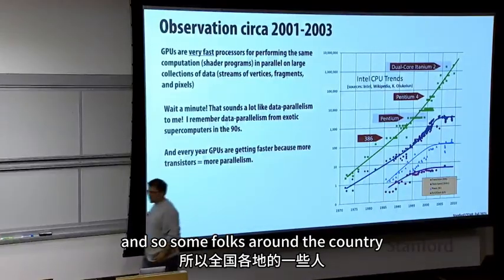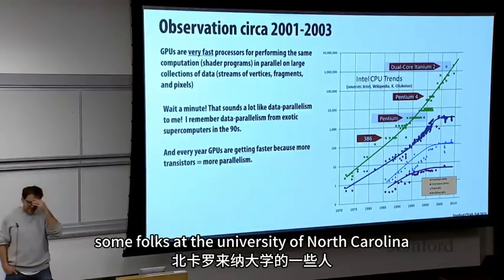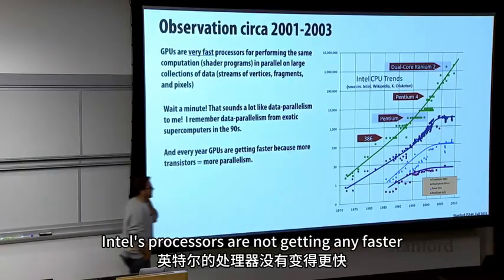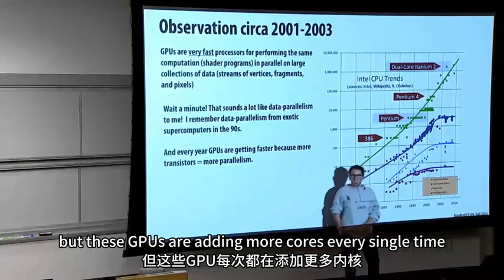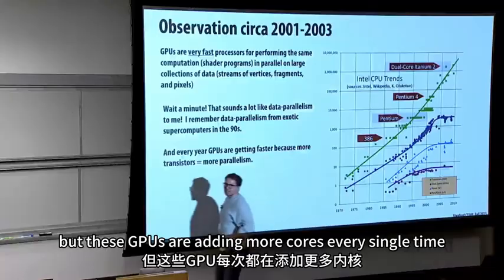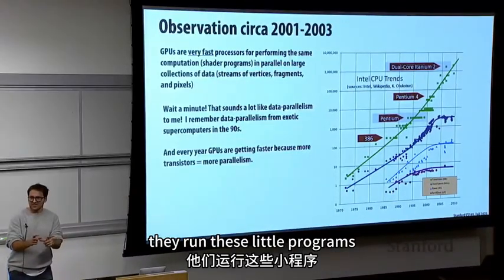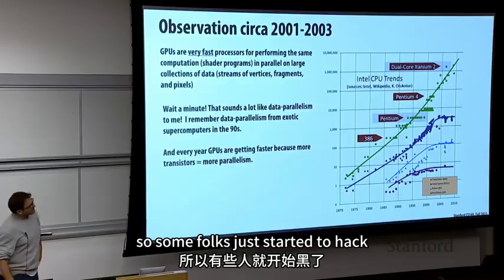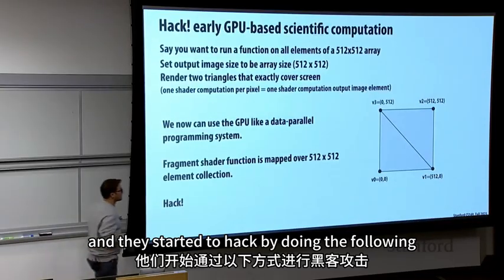And so some folks around the country, some folks here at Stanford, some folks at the University of North Carolina, and a few other places said, well, Intel's processors are not getting any faster, but these GPUs are adding more cores every single time the transistor count doubles, and they can run code. They run these little programs that compute the color of things. So some folks just started to hack.